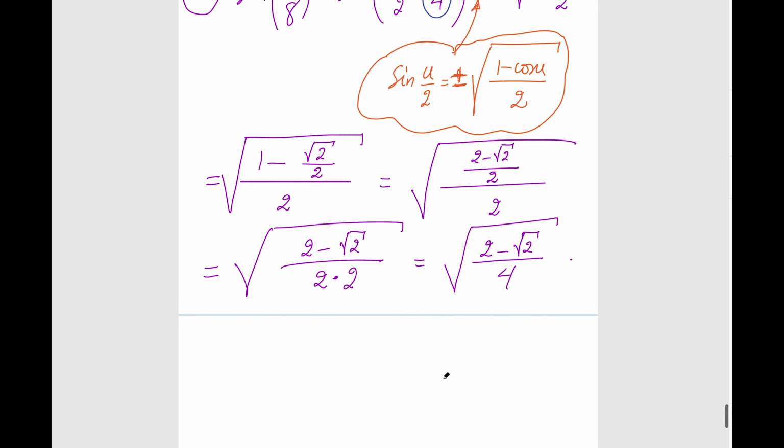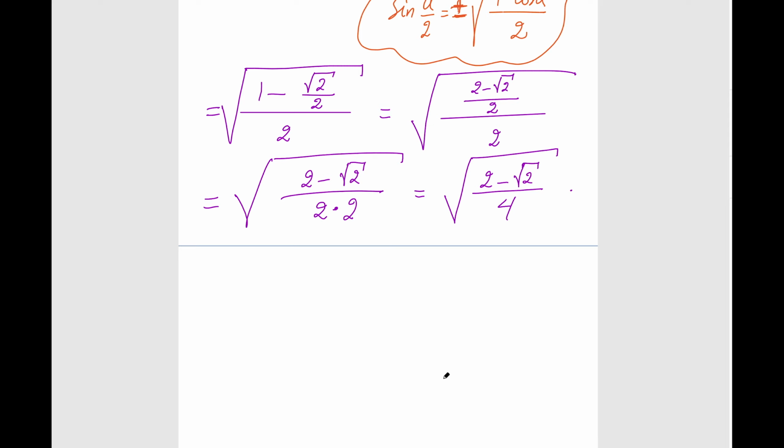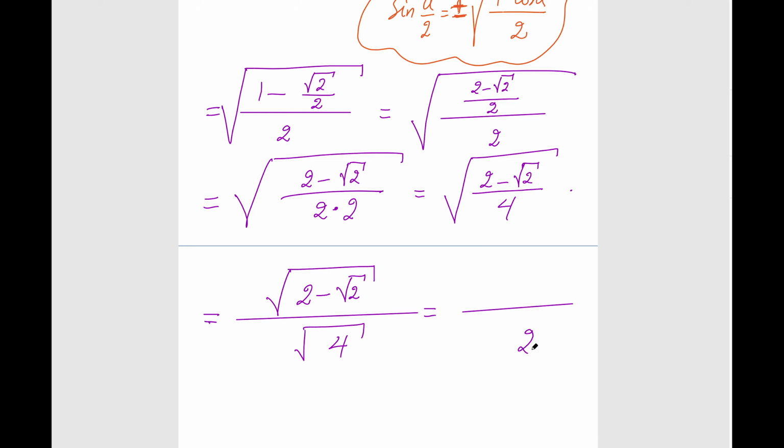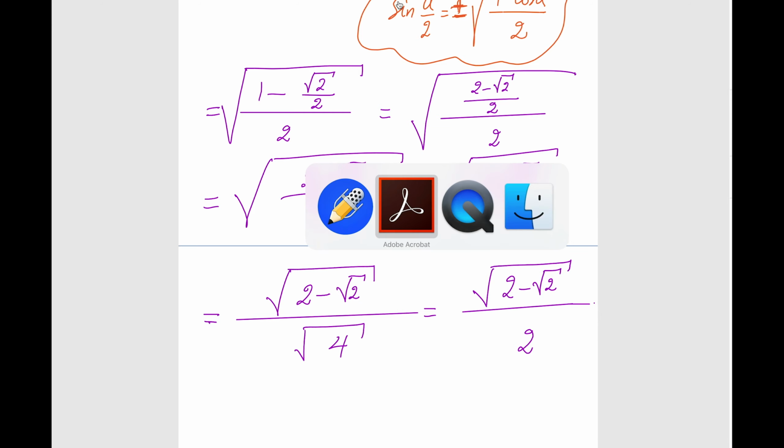And then, all right, if you want to simplify this, the square root of a quotient is the quotient of the square roots, right? So square root of the guy upstairs divided by the square root of the guy downstairs. And downstairs is 2, right? So we get this. Okay. All right. Next, let's go back to the book.